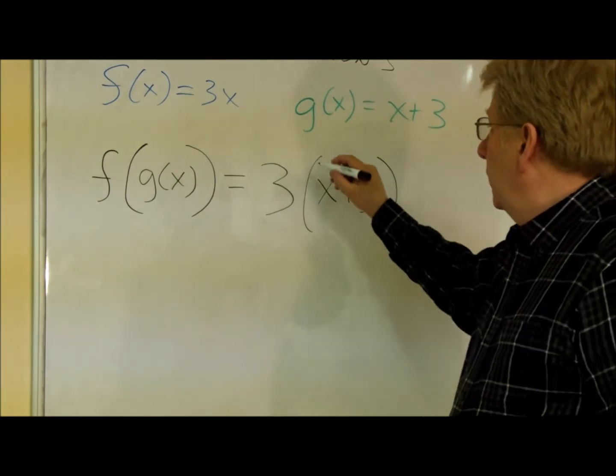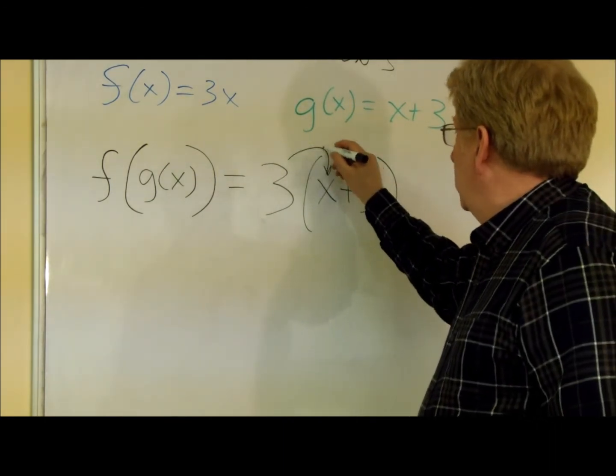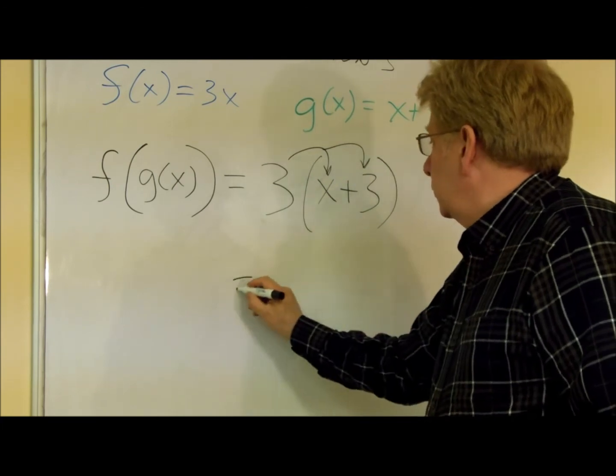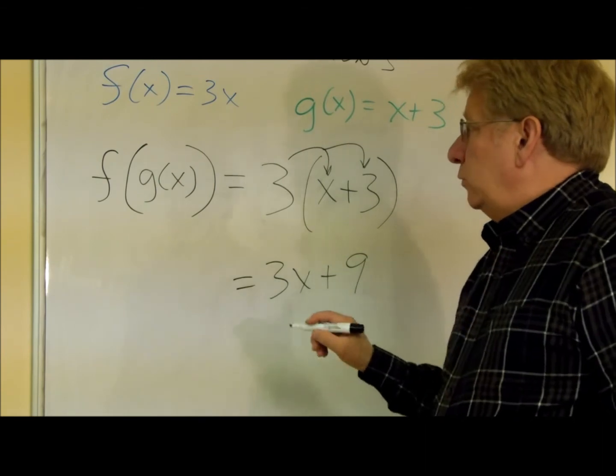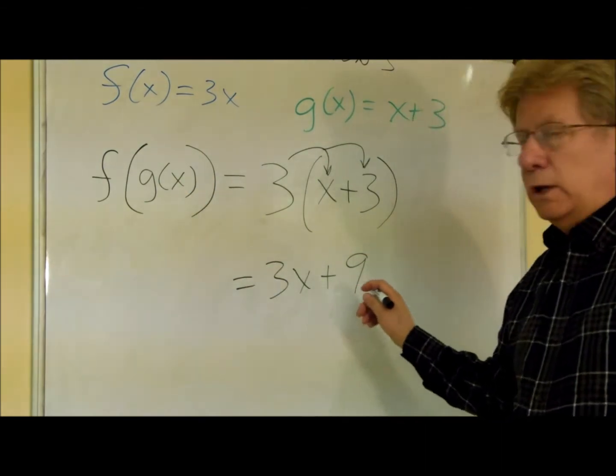Okay, now I can use distributive property. 3 times x is 3x. 3 times 3 is 9. So f of g of x would be 3x plus 9.